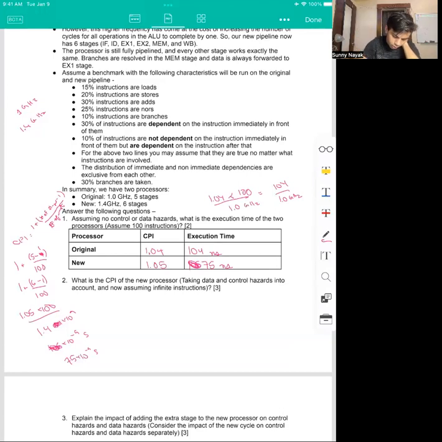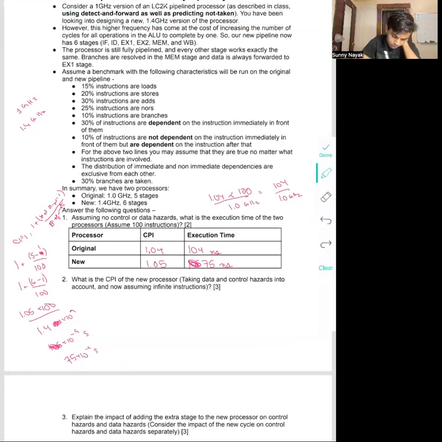So control hazards, when we speculate wrong, are going to result in 4 stalls. That's one change. Then with regards to data hazards, right?